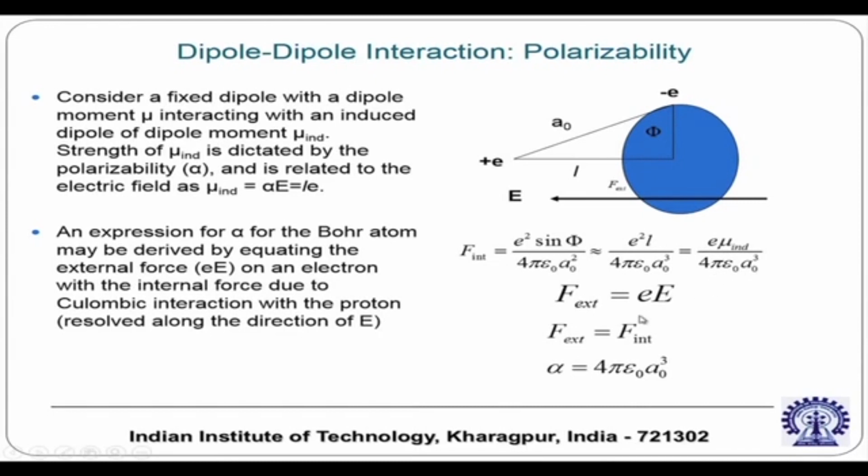Now what is the external force? The external force is small e into capital E. So F external is equal to F internal, and that gives alpha equal to 4 pi epsilon naught a0 cubed.